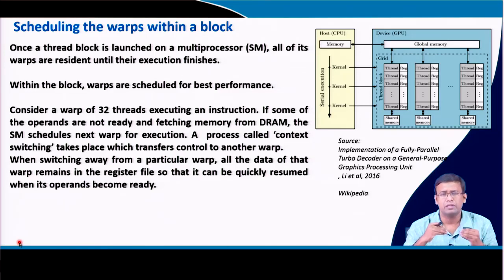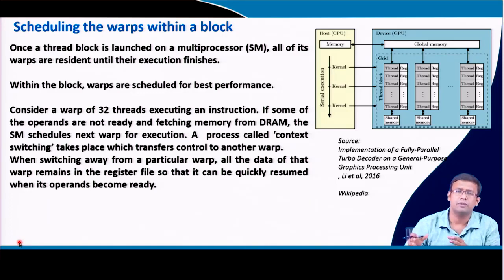By the time this memory fetching is done by the threads, another warp is launched. This process is called context switching: instead of working on this particular warp, the streaming multiprocessor starts working on another warp. That is why warp size is much smaller than the number of cores, from different perspectives. One perspective is that it can do the context switching.